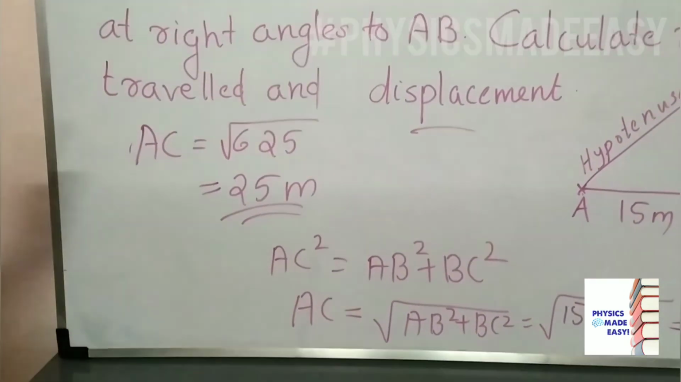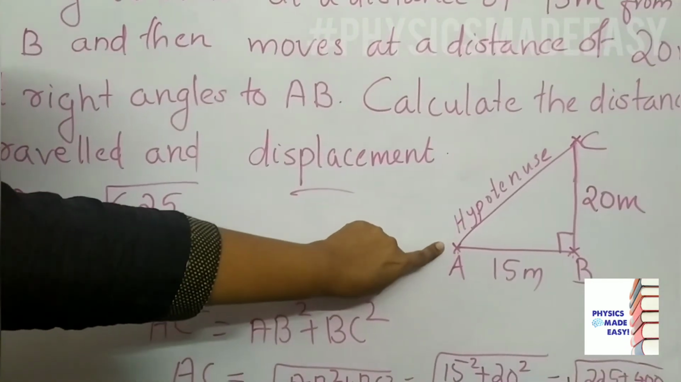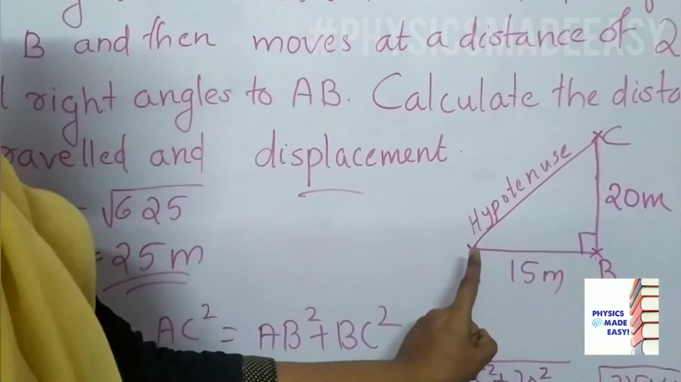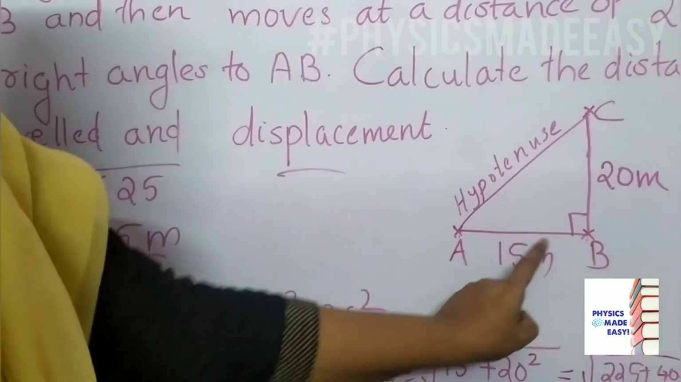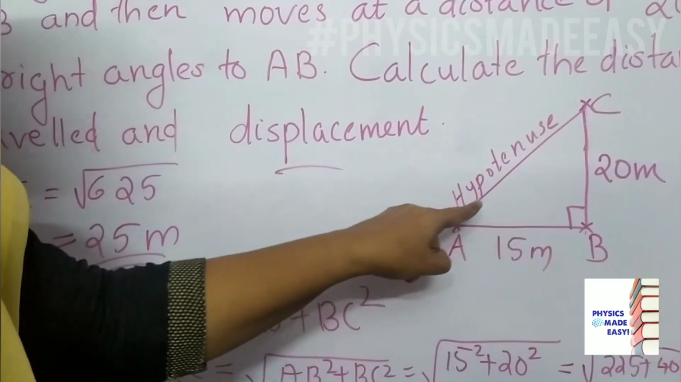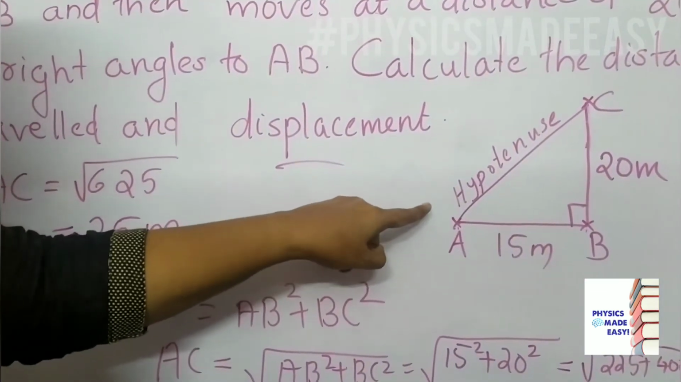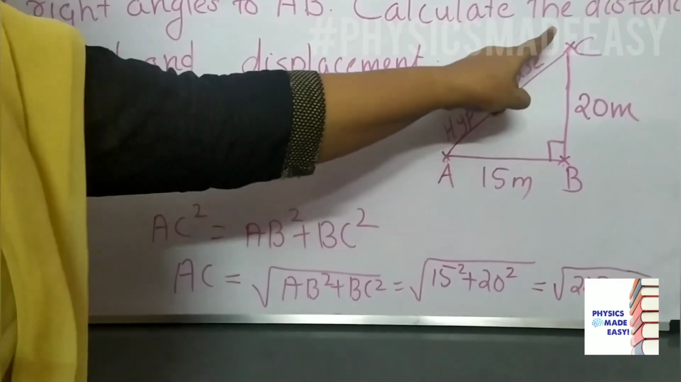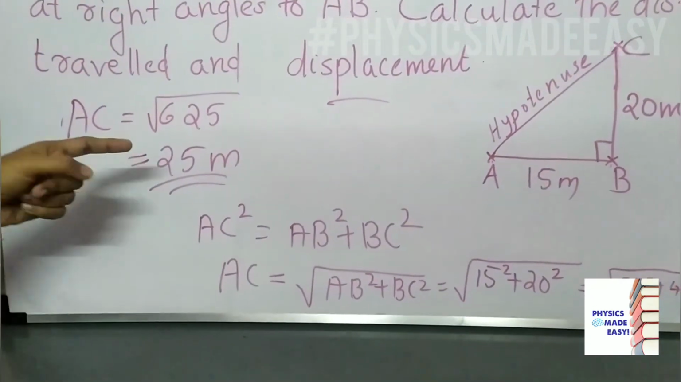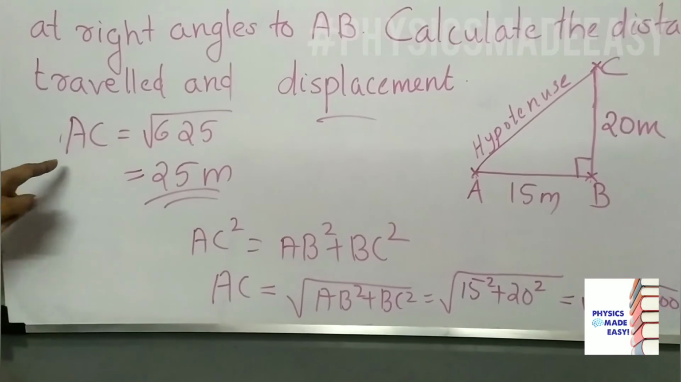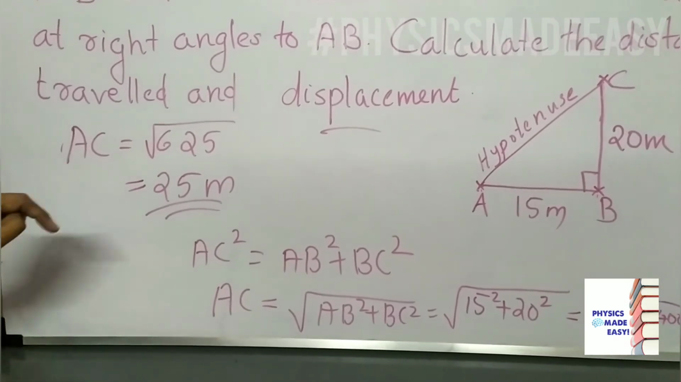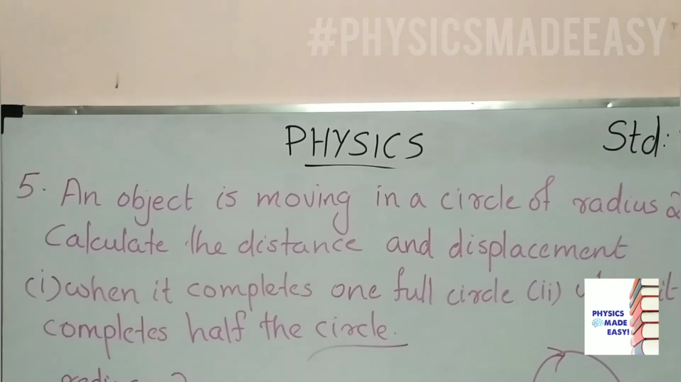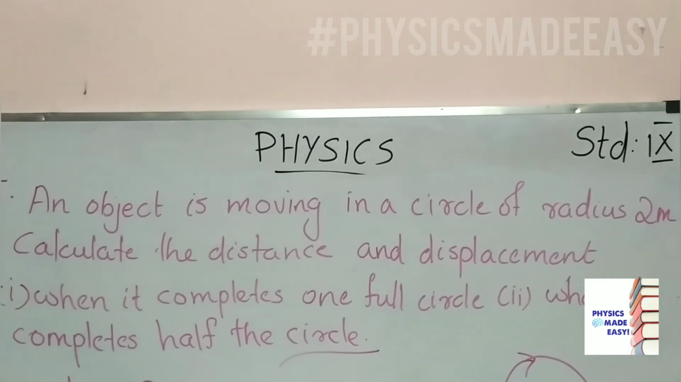So here in this figure you can see A is the starting point, going to B, then going to C. C is the final position. Distance means the length of the path, AB plus BC, but displacement is the shortest distance between initial and final position. So here you have to find the hypotenuse of this right angle triangle. So Pythagoras theorem you have to apply there, then you will get that AC, that is the displacement, that is equal to 25 meter.